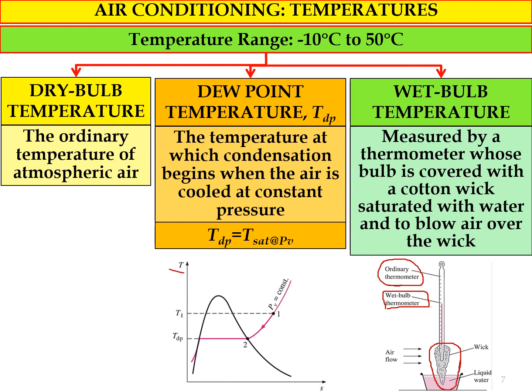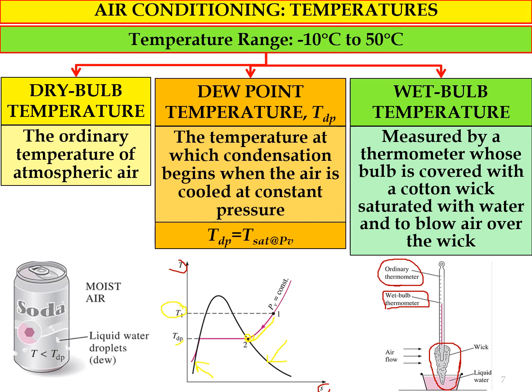Looking at this T-s diagram here, this is the saturated vapor line and this is the saturated liquid line. Let's say initially the air temperature, or the dry bulb temperature, is T1, and then the environment is cooled down at a constant pressure Pv, following this constant pressure line, which is the pink line here. Whenever the air is cooled down from T1 at constant pressure Pv, the temperature will go down until it touches the saturated vapor line, and this is where condensation starts to happen. This is called the dew point temperature.